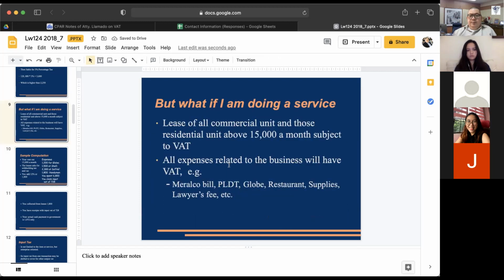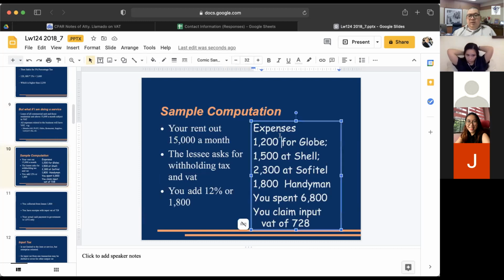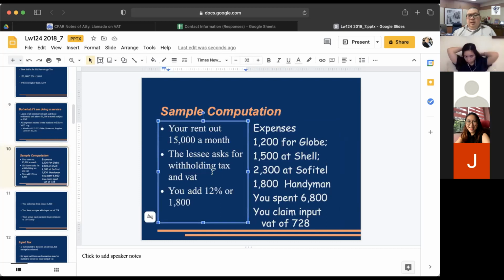Okay. However, all expenses related to the business, you can use for VAT. Okay. So example, you rent out 15,000, so vatable na siya. You ask for withholding tax. So you charge additional VAT. This means 15,000 VAT exclusive. So if you add VAT, then that means 16,800 ang charge mo.